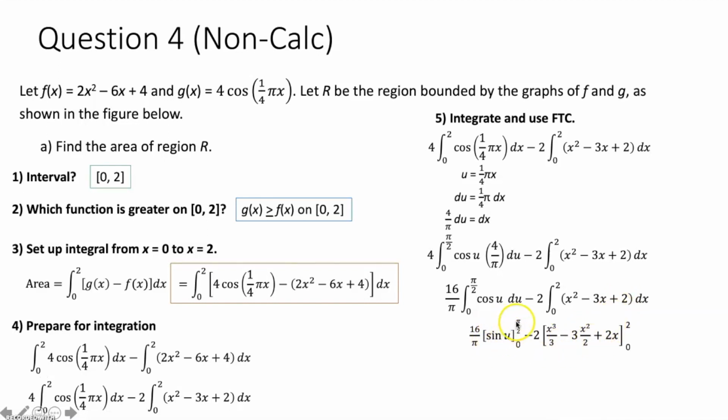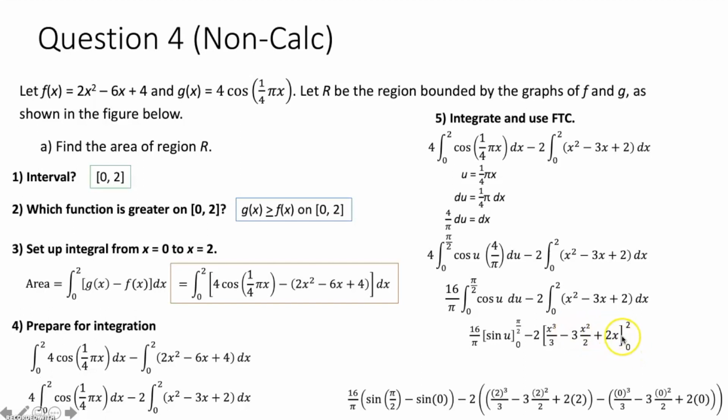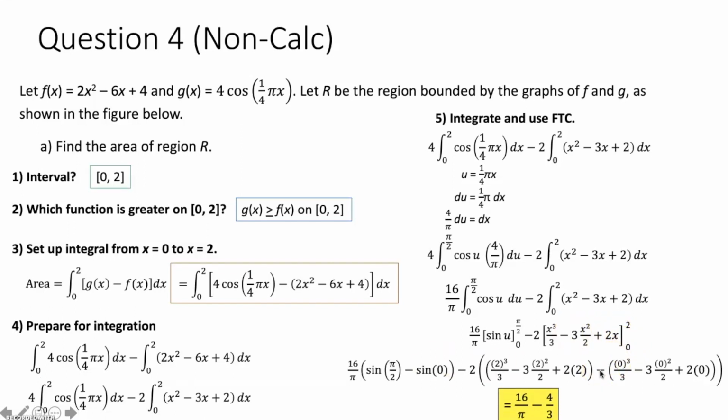Over here, I take my upper limit of integration, pi over 2, plug it in for u, and subtract when I plug in my lower limit of integration, 0 for u. Over here, I take my upper limit of integration, 2, plug it in for each of the x's. Subtract when I plug in my lower limit of integration, 0 for each of the x's. I then simplify each of these parentheses and multiply that 16 over pi out front here, multiply that 2 out front here, and I get 16 over pi minus 4/3. That's the most we're going to simplify this because, again, this is on the non-calculator portion of the AP test. So we have found the area between those two curves on that given interval.